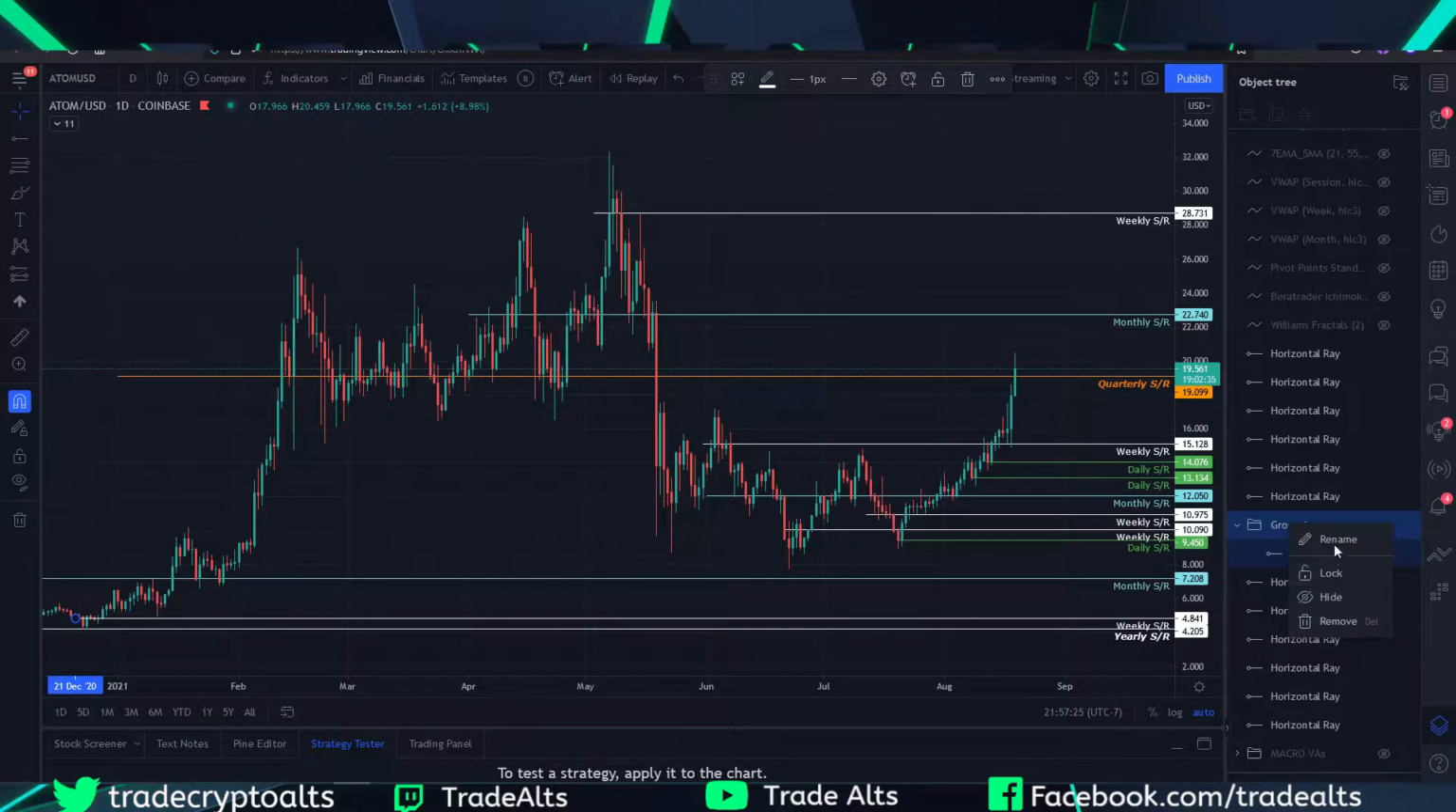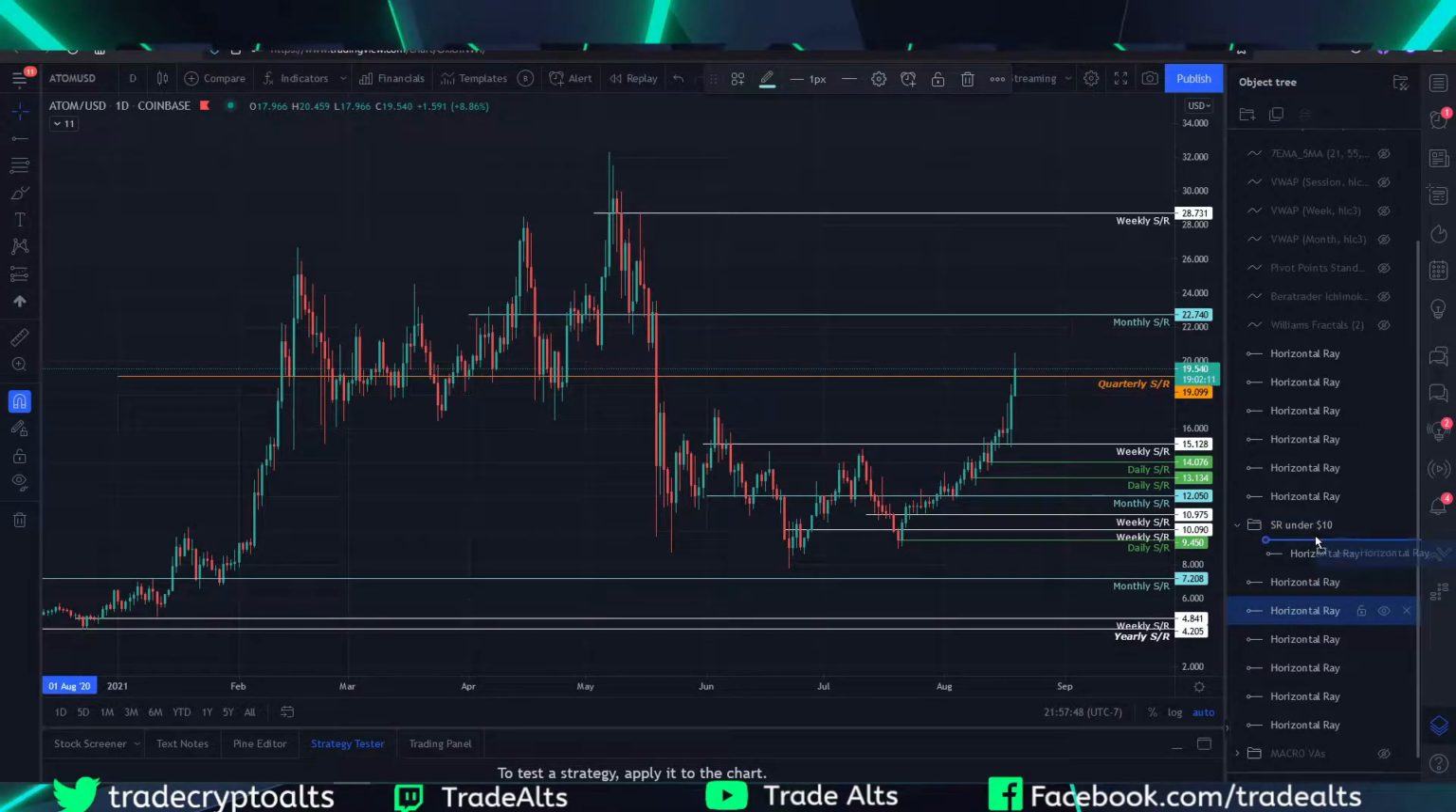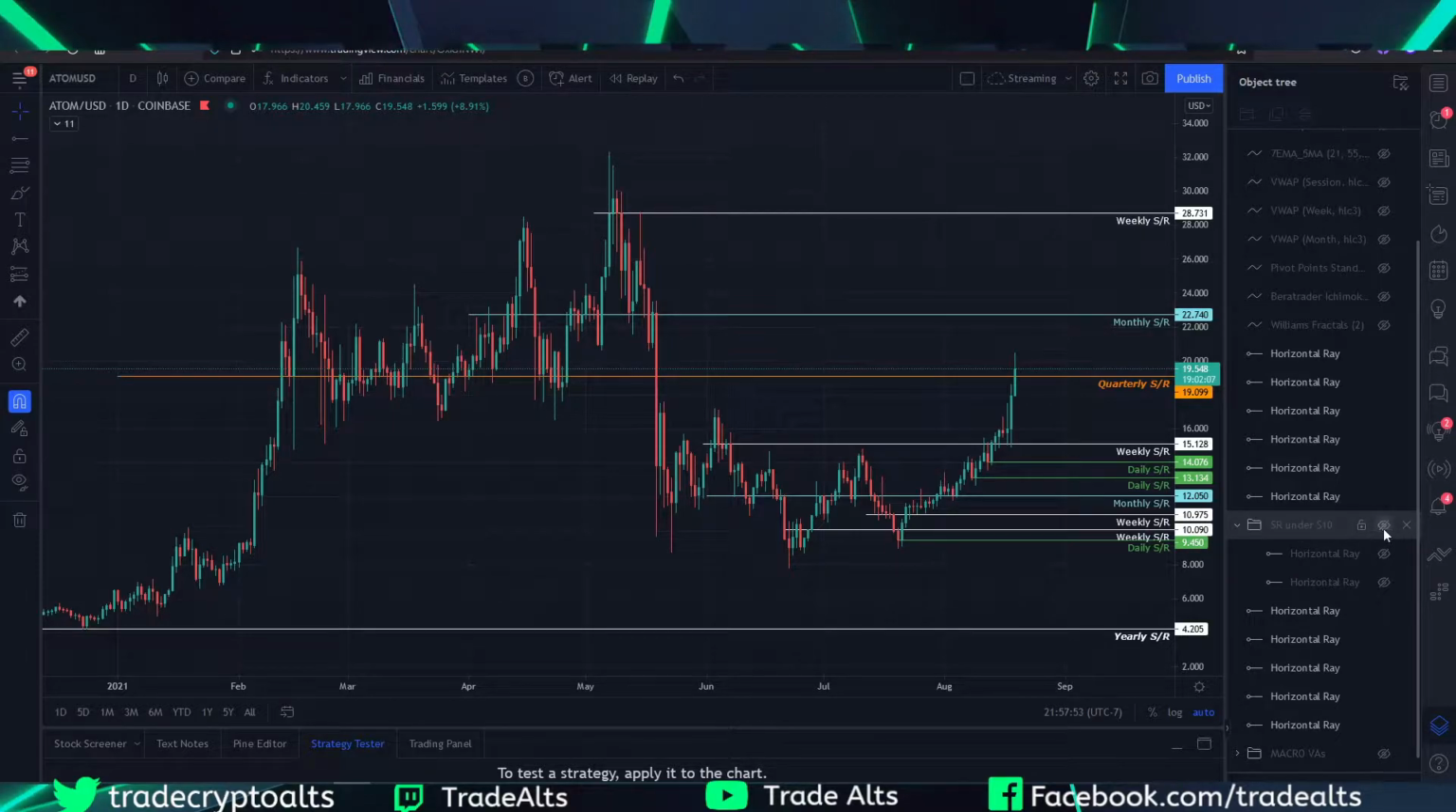You don't have to do this, but I just like to do this to keep my charts clean. So you could do something like SR under $10. And every level that's under $10, you could just put in this folder. That way you don't have to look at this on your chart, right? So let's find this one. This one's right here. Close it. So you see what happens? You shut it off and then they go away.